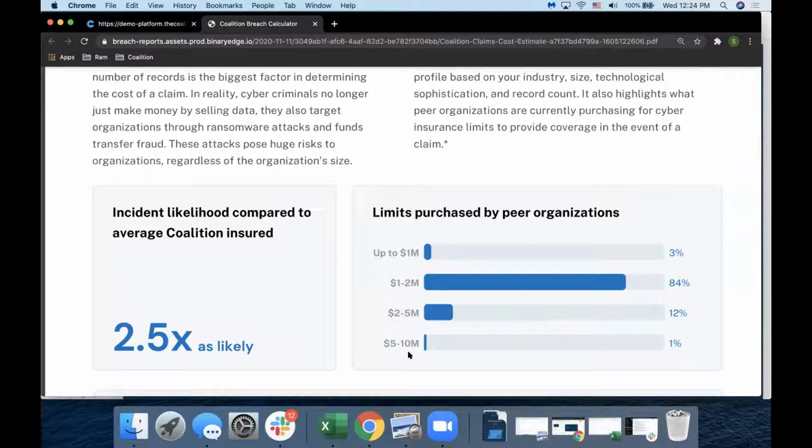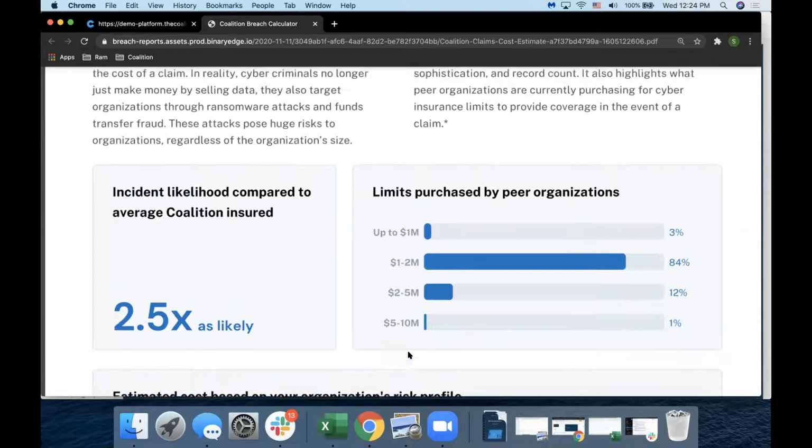What we're looking at is the characteristics of this company compared to their industry segment, right? So what is the likelihood that a company with this number of records and this amount of revenue is compared to the industry segment of not-for-profit, as an example? Good question. All right. So here you have limits purchased as well.